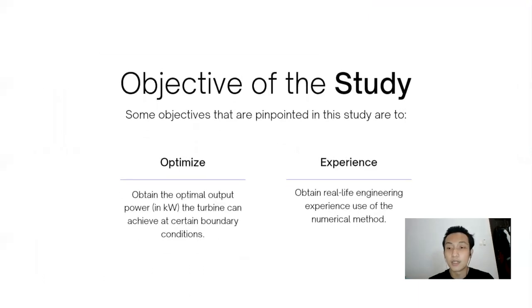So, what is the objective of my study? In this study, I have two objectives to achieve. The first one is optimize: to obtain the optimal output power in kilowatts that the turbine can achieve at certain boundary conditions. And the second is experience: to obtain real-life engineering experience in the use of numerical methods.